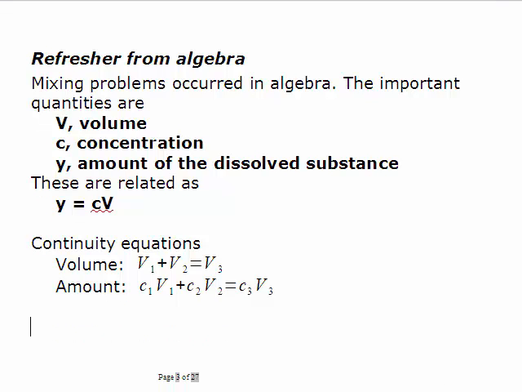Now algebra is fine in the static case. Say you need to make a mixture with so much concentration, so many milligrams per kilogram of some dissolved substance, and you need 4 cc's of it, and you have other concentrations and other volumes, and how do you mix those together? That's the algebra problem.